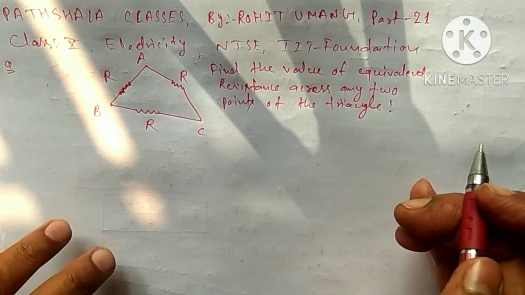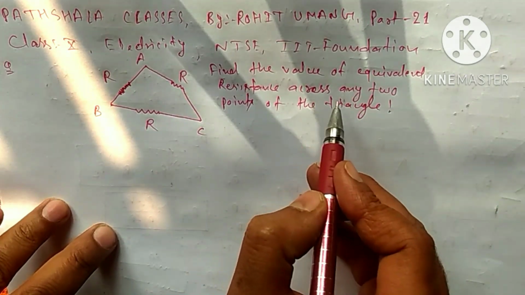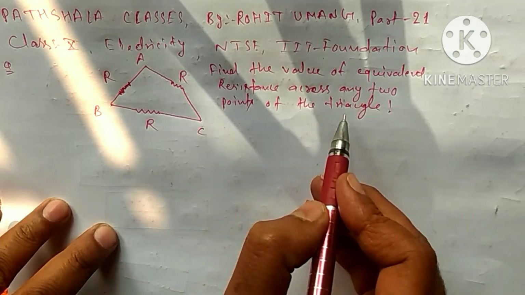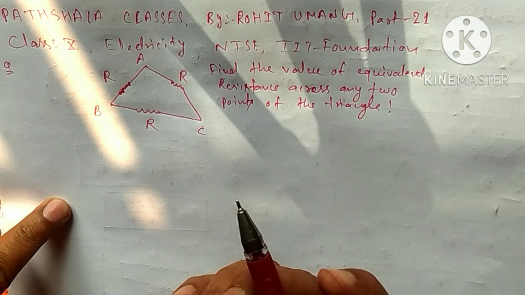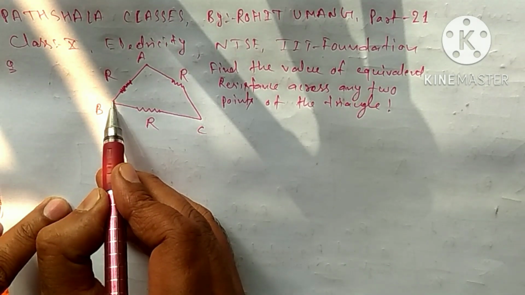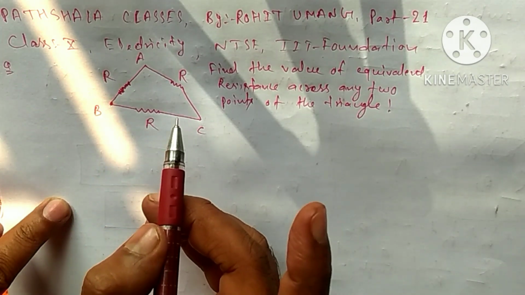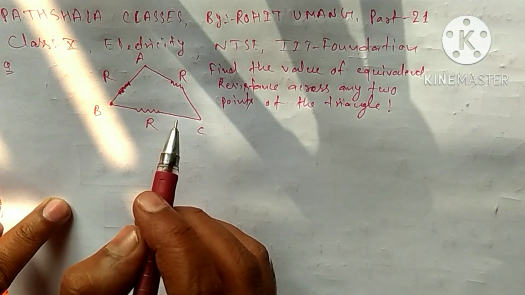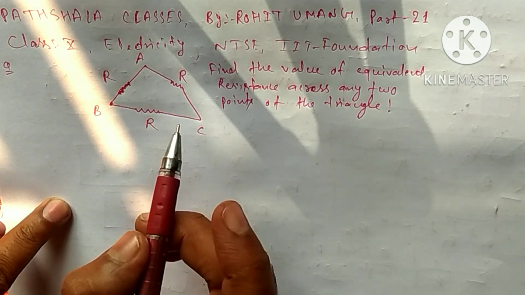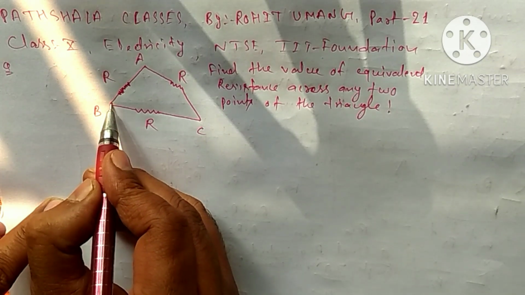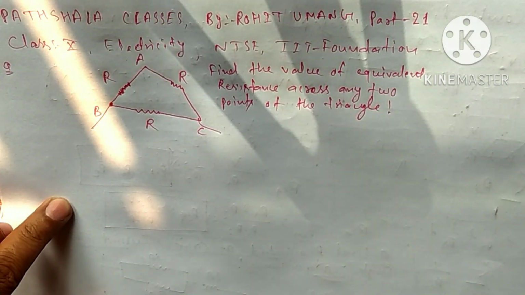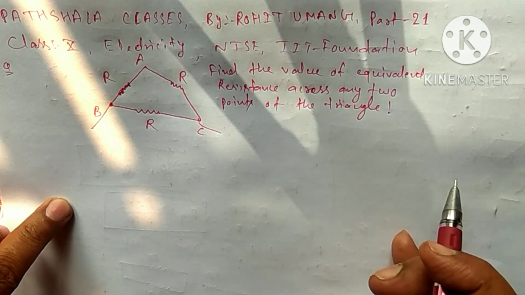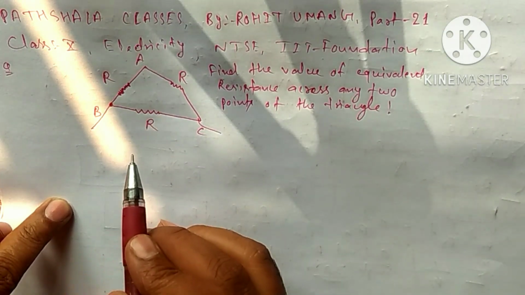In this question, find the value of equivalent resistance across any 2 points of the triangle. The triangle here is ABC. The question asks for the equivalent resistance between any 2 points, so we consider B and C. So how do we find the equivalent resistance? Look at the figure carefully.